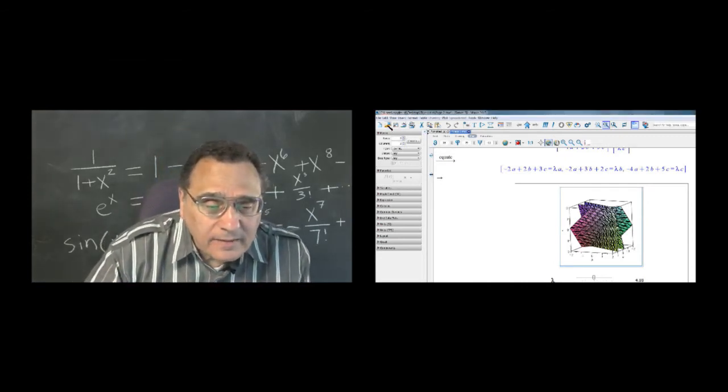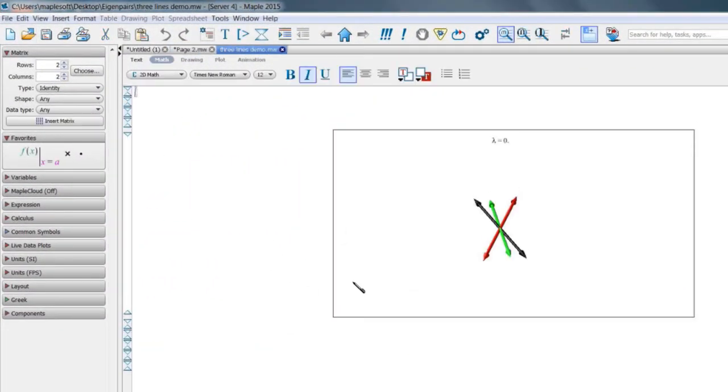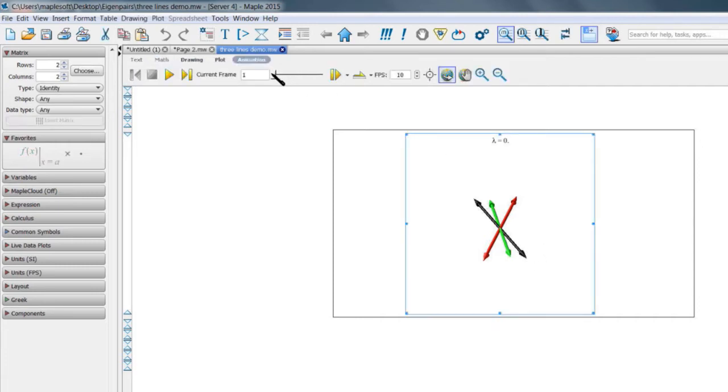Let's see if that helps us to visualize what's going on. So these are just the lines. Red is one line of intersection, green is another, black is a third. This slider up here will change the value of lambda. Watch the value of lambda. When lambda is 1, those lines coincide. Keep moving lambda. When lambda is 2, the lines coincide.